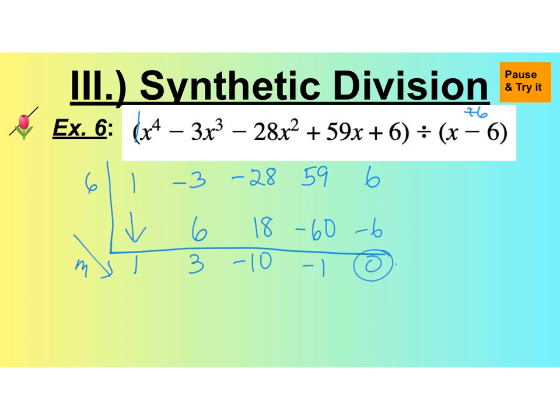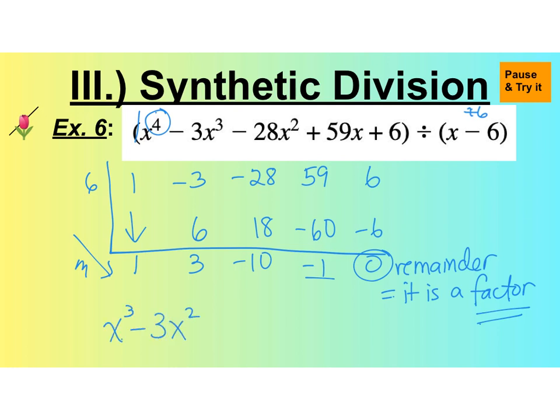Oh, remember that last number is our remainder. So if you divide something in and it goes in evenly, it has no remainder, that means it is a factor. That's going to be an important thing we're going to discuss in class. So x minus 6 is actually a factor. We're not done. Those are just some numbers hanging out. So we need to look at our x to the 4th, and we need to do 1 degree less. These are my coefficients. So now we have 1x cubed minus 3x squared minus 10x minus 1, no remainder. So that is my answer.